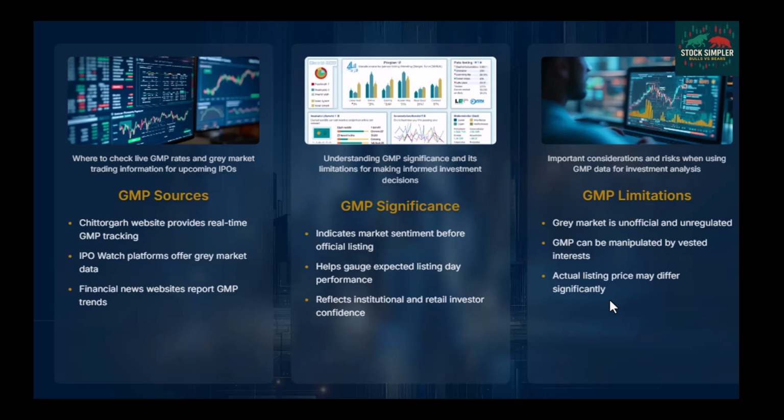This GMP indicates market sentiment even before the official listing, so it is an important parameter if you are interested in an IPO. It also helps gauge the expected listing day performance and reflects institutional and retail investor confidence. So if there is a positive GMP, go for the application process, or else avoid the IPO. And remember that the grey market is unofficial and unregulated, so there may be a lot of fluctuation, and the actual listing price may differ significantly from the GMP.